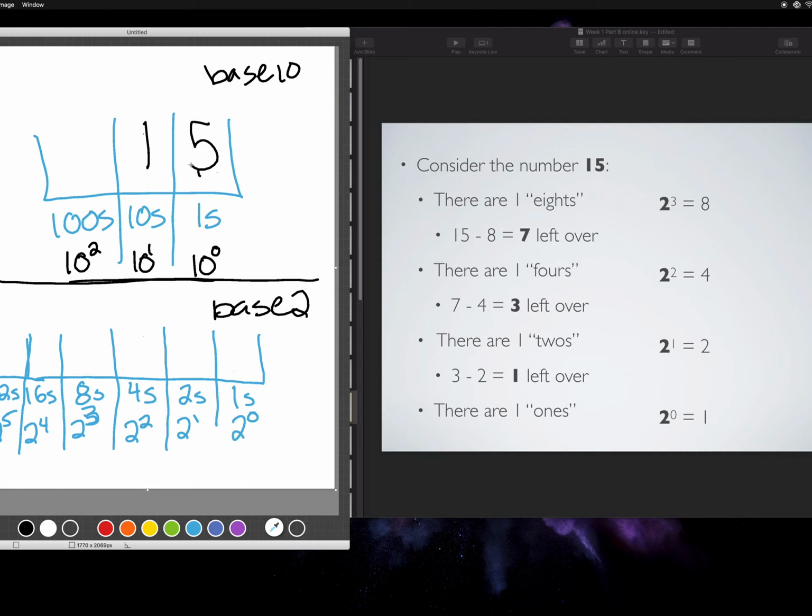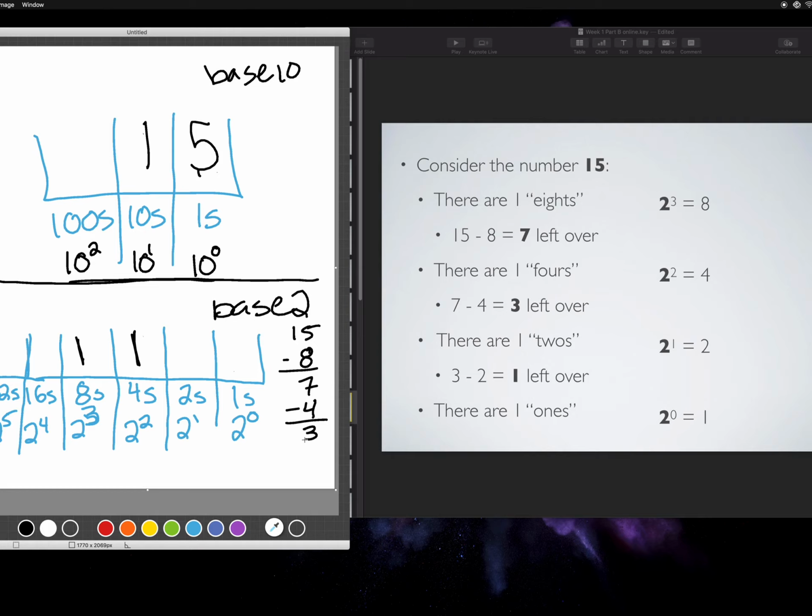Alright, 32, nope, too big. 16, still too big. Alright, how about 8? Yes, we can fit 1 8 into 15, right? With 7 left over. So we'll put a 1 right there in the 8s place. Alright, cool. Let's keep moving to the right. Next spot is the 4s, and we have 7 left over that we're dealing with. Well, yes, we can fit a 4 into 7. So we'll put a 1 there, subtract 4, which means we have 3 left over.